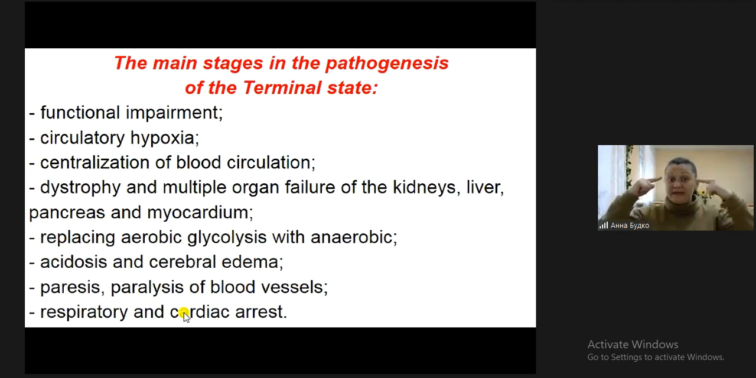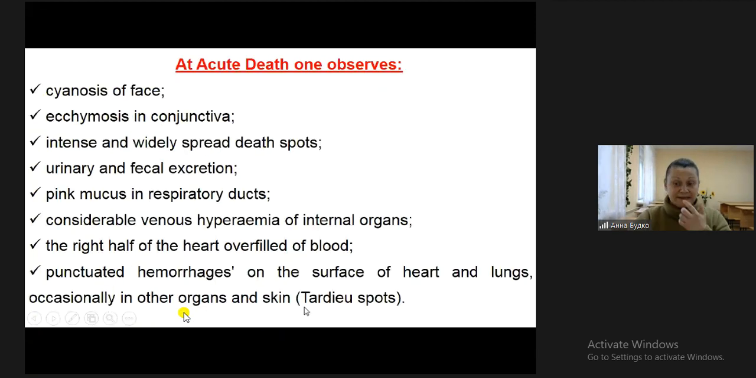If all blood goes to the head, then on the periphery, in the lower and upper extremities, you can see body temperature in the hands and legs go down. And in the inner organs, dystrophic change is called parenchymatous fat dystrophy. Aerobic glycolysis changes into anaerobic glycolysis, and in muscle tissue and inner organs you can see rapid accumulation of lactic acid. Next, acidosis and brain edema. Paresis and paralysis of blood vessels, and respiratory and cardiac arrest. So continue, my dear friends, continue.